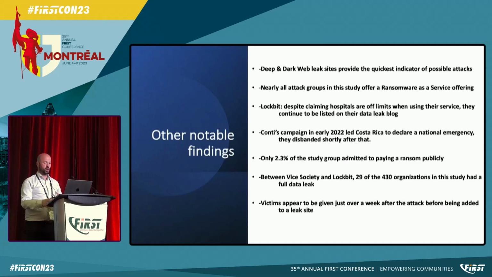So notable findings were deep and dark web sites are the quickest indicator of a possible attack or breach. The way we work, we're looking across everything out there: blogs, ransomware sites, dark web forums, onion chat, whatever it might be, or Telegram, looking for first indicators of a possible breach, looking for mentions of the company, their domains, their subdomains.